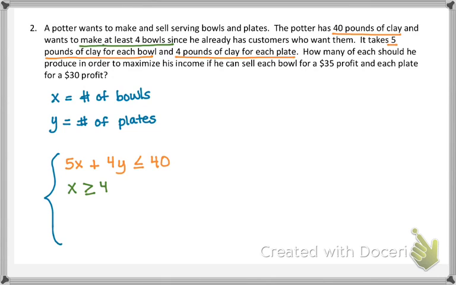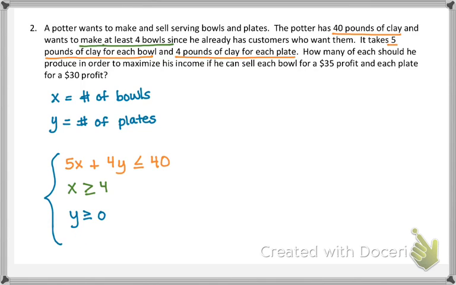And then let's add in the common sense constraints. I'm going to add in y has to also be greater than or equal to 0 because we can't have a negative number of plates. And this one, x greater than or equal to 0, I don't really have to add in because I already have this. If I'm saying that x is greater than or equal to 4, well, it's obviously going to be greater than or equal to 0, right? So we don't have to add in that second one.